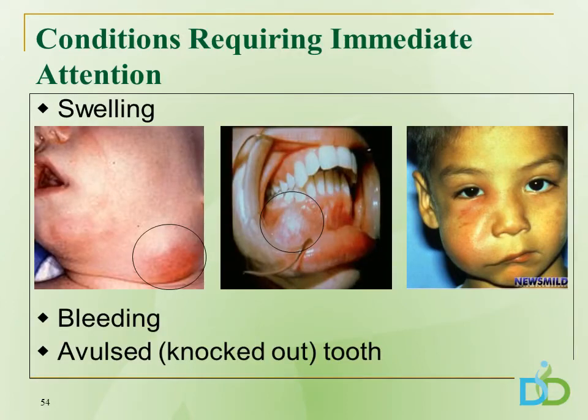Here are some conditions that require immediate attention. Swelling. Swelling of the gums, the lip, the tongue, and the face may result from an injury or an infection. Swelling that's accompanied by an elevated temperature or a fever may signal an infection. Such infections and facial swelling, especially in the lower jaw region, can be serious and can jeopardize breathing. These demand attention right away.